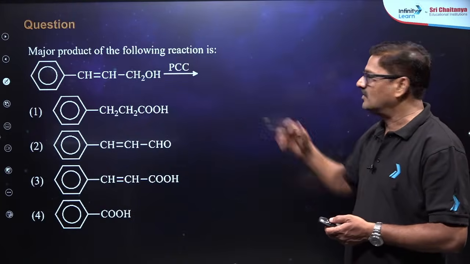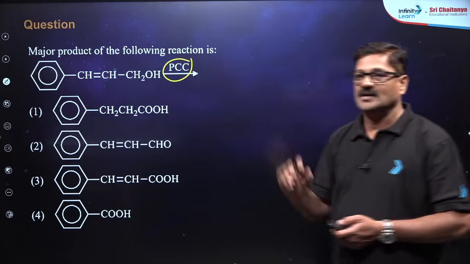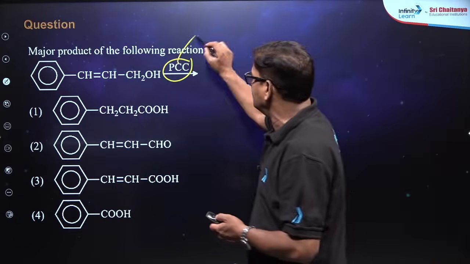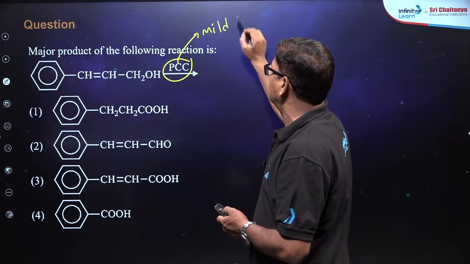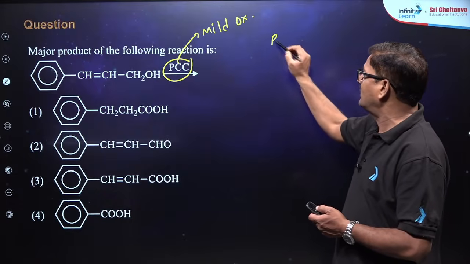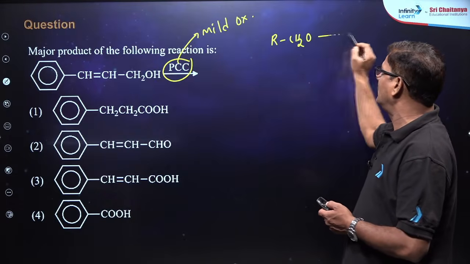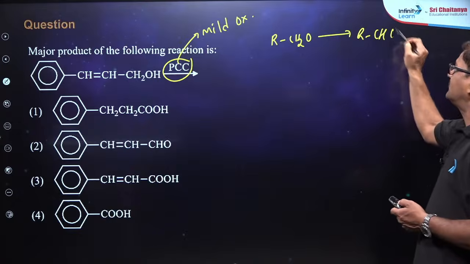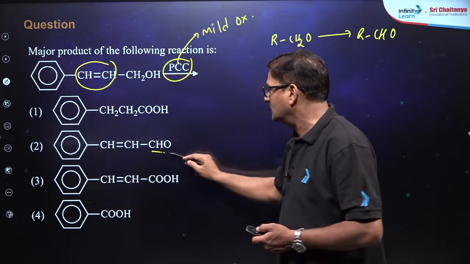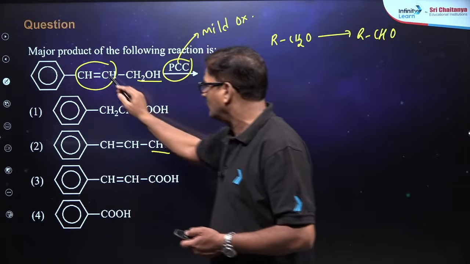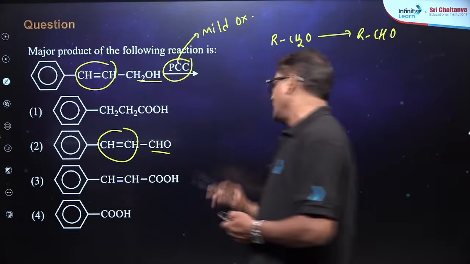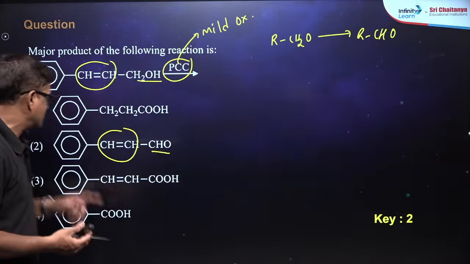Major product in the following reaction, PCC. PCC is pyridinium chlorochromate. It is a mild oxidizing agent, and it is going to oxidize primary alcohol to aldehyde, and it cannot impact the carbon to carbon double bond. So alcohol is converted into aldehyde, and the carbon to carbon double bond remains intact. Therefore, I would say option 2 is the correct answer for this question.